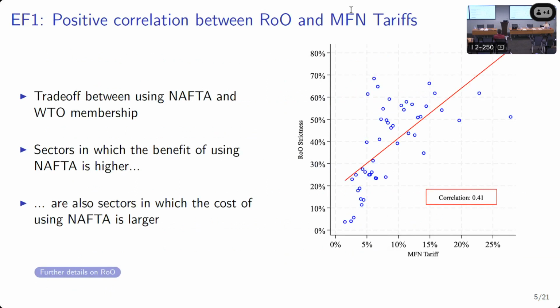First empirical fact: there's a positive correlation between tariffs and rules of origin. Meaning, if the MFN tariff is higher, it's more attractive to use NAFTA to export, but it's also costlier to comply with these rules of origin in terms of the price of my intermediates. So firms face a trade-off when choosing whether to use it or not for their exports to the United States.